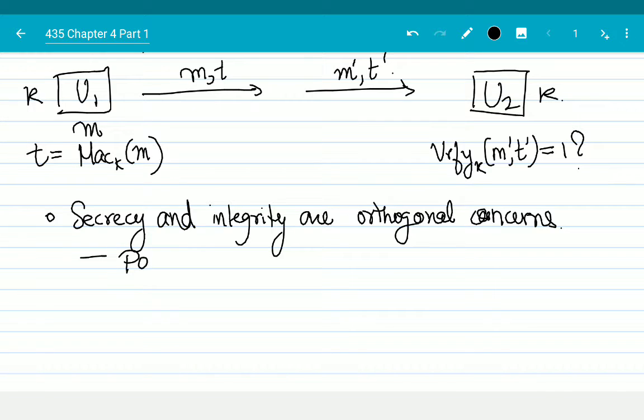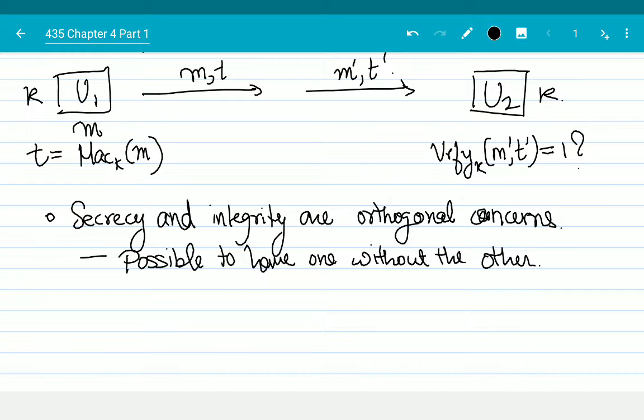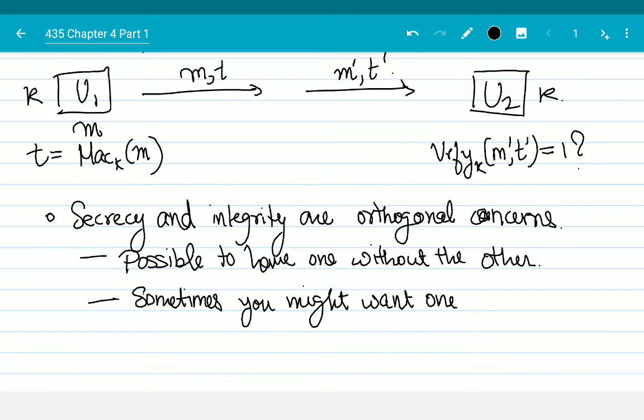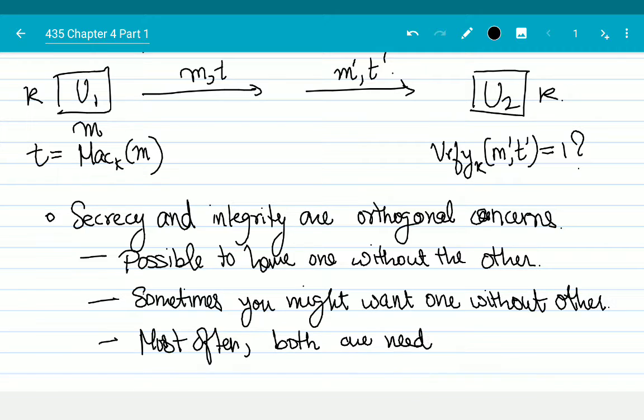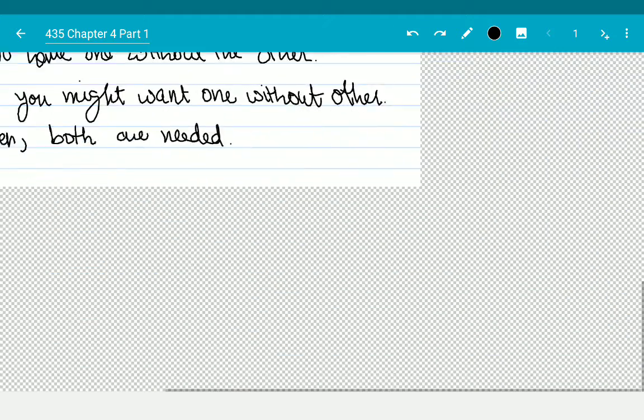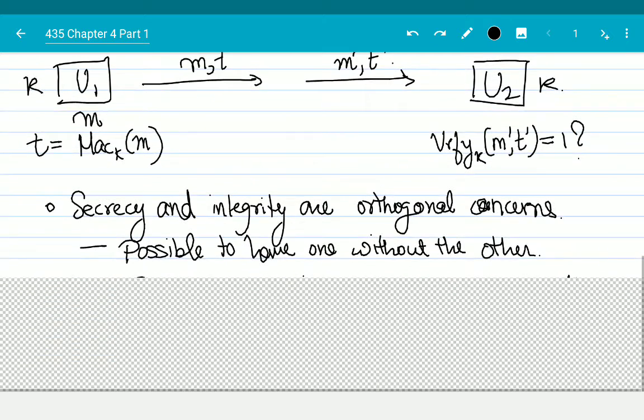So it's possible to have one without the other. Oftentimes, you might want one without the other. Sometimes you might want one without the other. Okay, though most of the times you often want both. Most often both are needed. Okay, so in general you want both of them to be necessary.